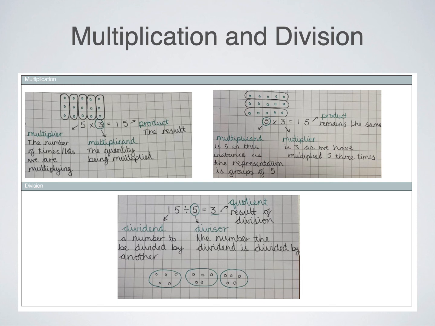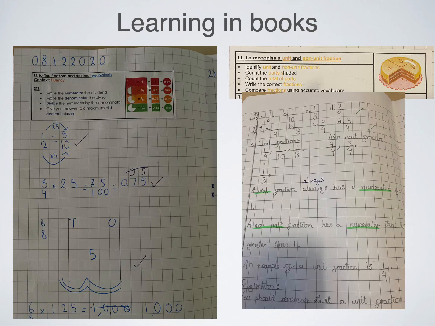Once the vocab has been explicitly taught, children then begin to identify and record this vocabulary within their learning in their books. Here are some more examples of how the vocabulary is explicitly taught within the lesson and is included on the children's learning intention so that they then are able to refer back to this vocabulary when they are tackling problems within their learning.